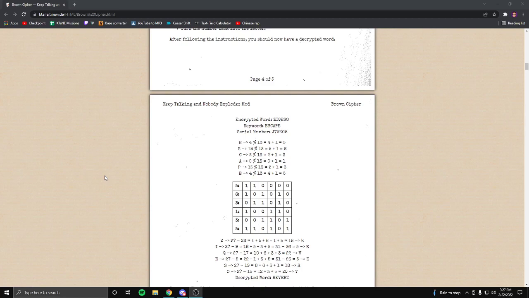J79EG8. E goes into 4. Modulo 13 is equal to 4 plus 1 equals 5. S goes into 18. Modulo 13 is 5 plus 1 is 6. C goes into 2. Modulo 13 is 2 plus 1 is 3. A goes into 0. Modulo 13 is 0 plus 1 equals 1. P goes into 15. Modulo 13 equals 2 plus 1 is 3. E goes into 4. Modulo 13 is 4 plus 1 equals 5.